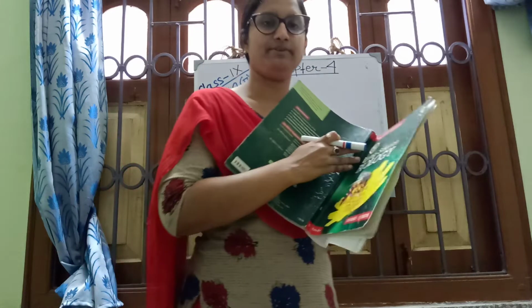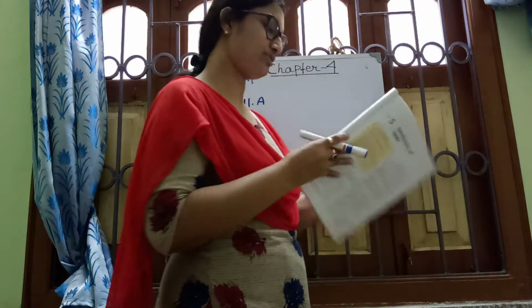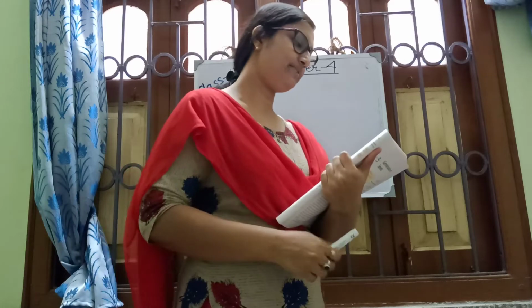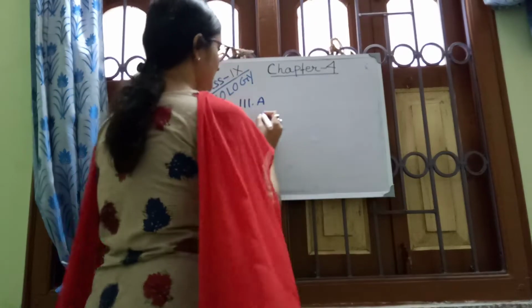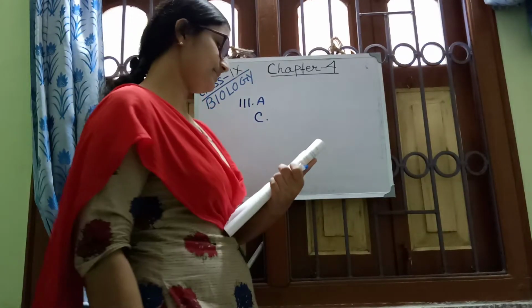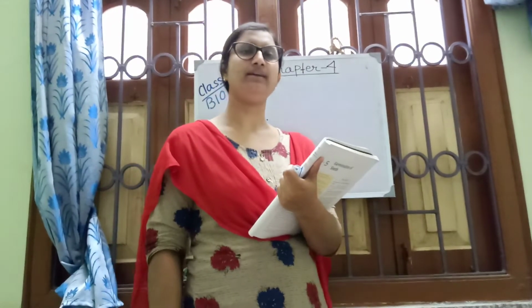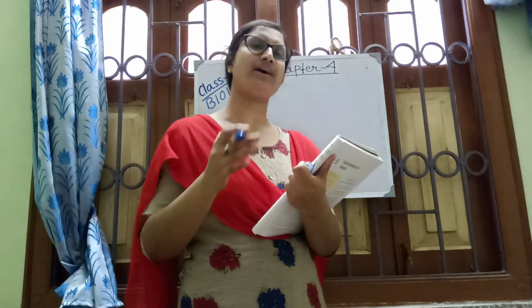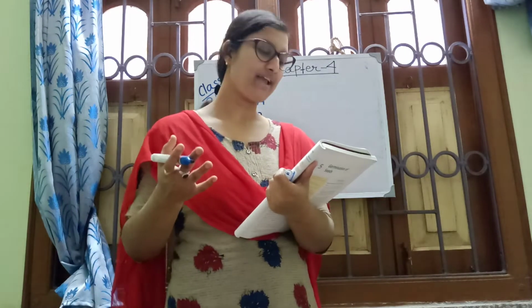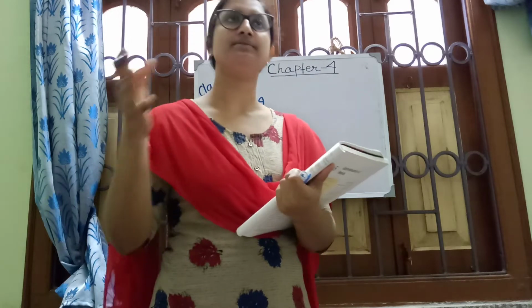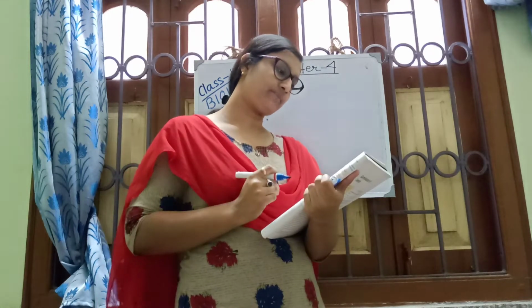Differentiate between the following. The differentiation is most important. Number C I am discussing. Protoandry and protogyny. Protoandry: the androecium matures first, that's why it is called protoandry. Protogyny means the gynoecium matures first, then it is called protogyny.